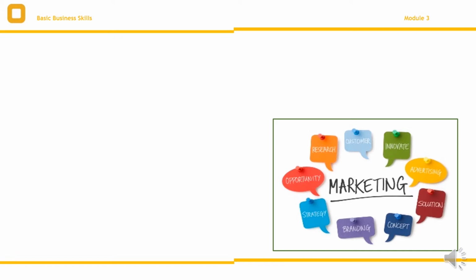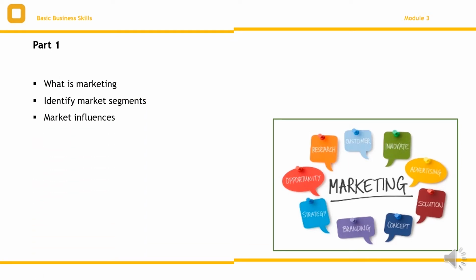Please note that Module 3 is divided into 2 parts. We have a Part 1 and we have a Part 2. Part 1 will cover the following topics. What is marketing? Identifying market segments and market influences. At the end of Part 1, we'll be directed to Part 2, which will contain the rest of the other topics which form part of Module 3.